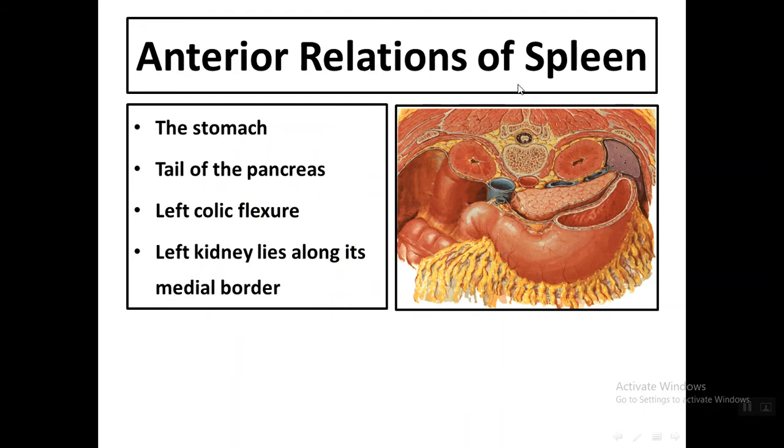What is the anterior relation of the spleen? As we can see here, the structures that are related anteriorly to the spleen are the stomach, the tail of the pancreas, the left colic flexure, and the left kidney that lies along the medial border of the spleen.